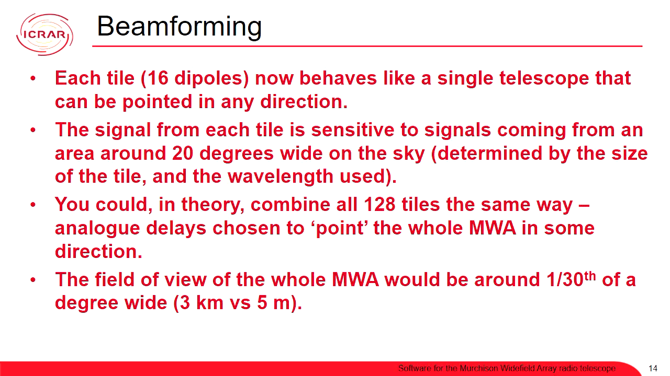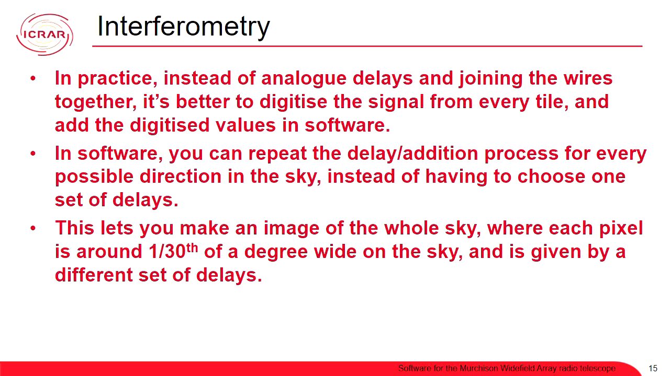Now, in theory, you could take all of the tiles scattered out over a few kilometers on the desert and combine them the same way. You could have exactly the right length of cable before the tile gets summed, before you join the signals together, and you could have delays in those cables that allow you to form a single beam at one point in the sky that would be about 1/30th of a degree across. You could do that in theory. In practice, it would mean controlling the lengths of all of those cables, many kilometers of cables, to the nearest millimeter. And that's hard. So what you do is you digitize it.